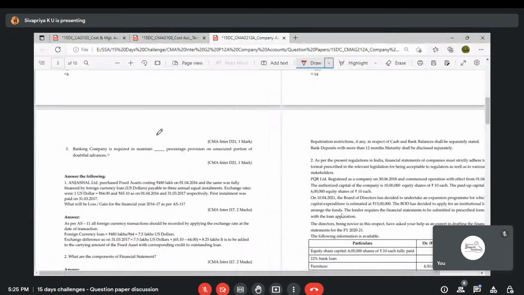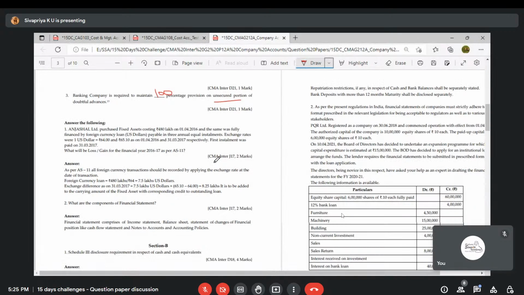A banking company is required to maintain a provision percentage on the unsecured portion, 100%. Answer the following.